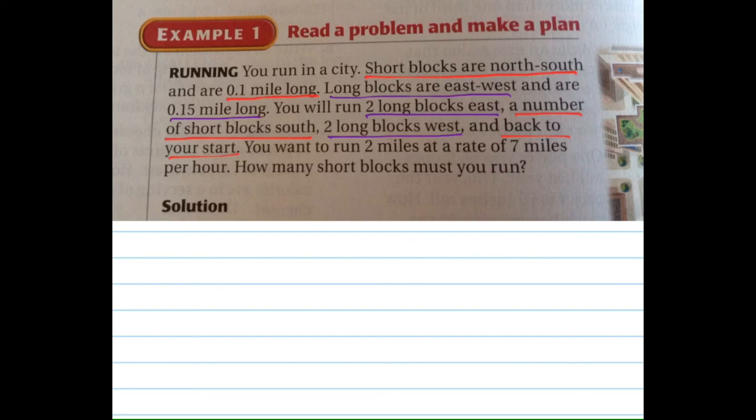Now, it says I want to run 2 miles at a rate of 7 miles per hour. How many short blocks must you run? Now, let me ask you a question. In the end, it's asking how many short blocks must you run. Is there anything in there that discusses how long I spent running? Is there anything in that question that asks me how long I spent running? No. What does that tell me about the 7 miles per hour?